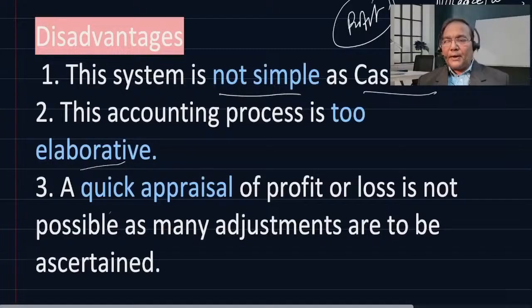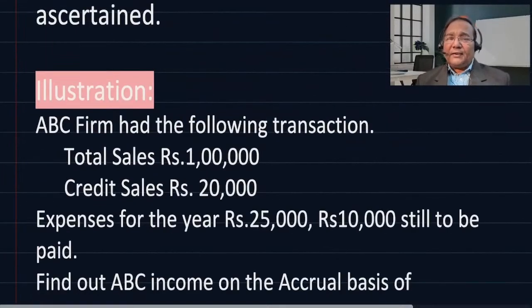A quick appraisal of profit cannot be done, because profit or loss is not possible to know until many adjustments are ascertained. But after having considered the adjustments, the profit that we get is going to be a real profit. Now let us understand the illustration.